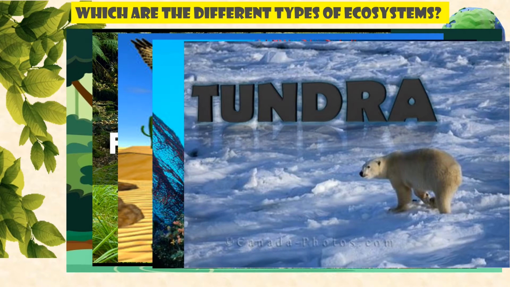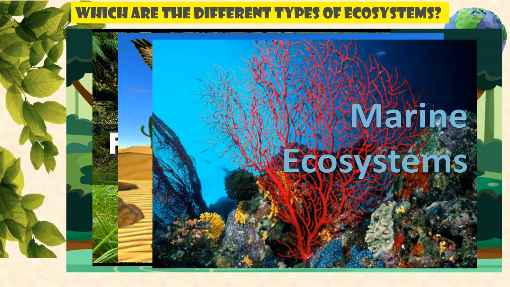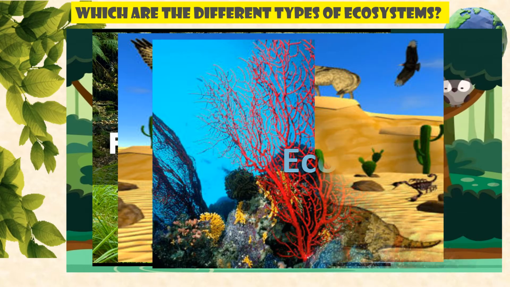Then you have tundra ecosystem, it is usually found in the North Pole and the South Pole region where you have great amount of snowfall and the temperature is very low. This type of ecosystem is called as tundra ecosystem. Next is marine ecosystem, which is related to the sea waters. The plants and animals surviving there, that ecosystem is called as marine ecosystem.